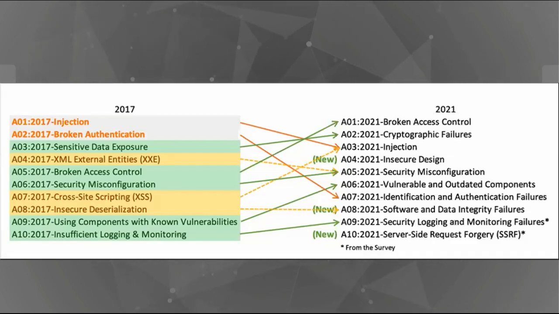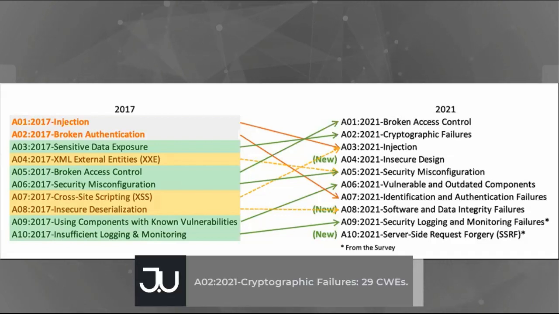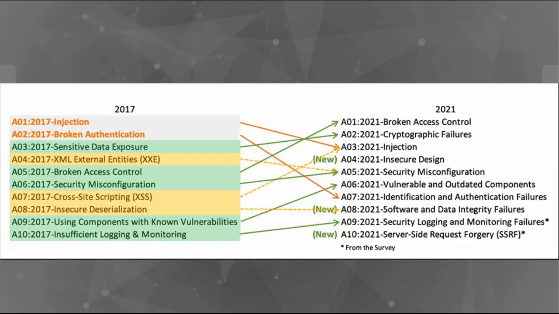So the second one is cryptographic failure, and that has moved from number 3 to number 2. This is all about sensitive data exposure and is a root cause of some of the things we've seen in the recent environment. So this is a renewed focus on that failure, bringing it up by one step.